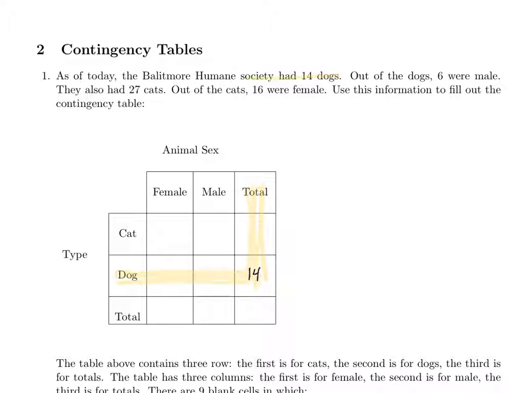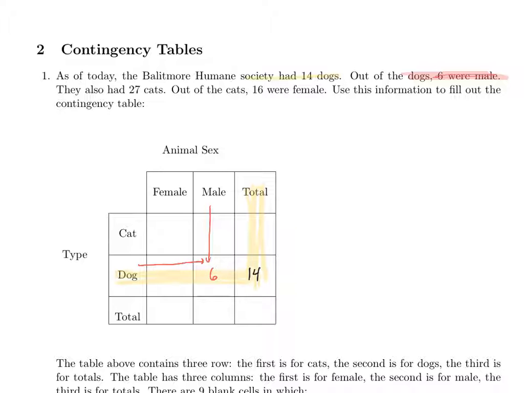Now, out of those dogs, 6 of them were male. Now, if I have 6 dogs that were male, that means I'm going back to the dog row here. And I'm going to look over where dog hits male, and I'm going to put 6. That is, I have a total of 6 male dogs.